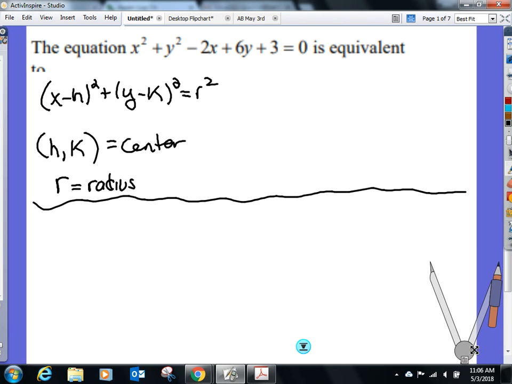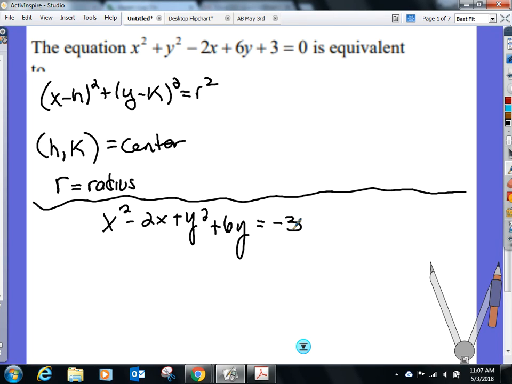First step, I'll open it up to you guys. Move the 3 to the other side, and I'll do the next step at the same time. Group your x's and y's together. So x squared minus 2x plus y squared plus 6y. Move the 3 over by subtracting it. It becomes negative 3.